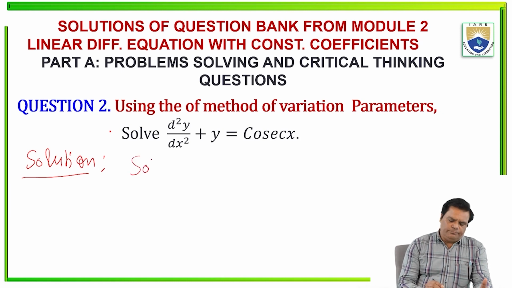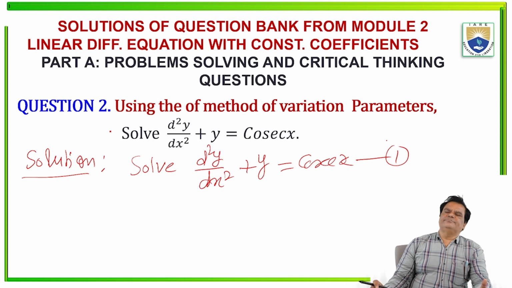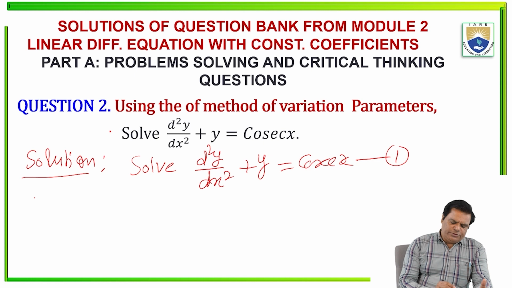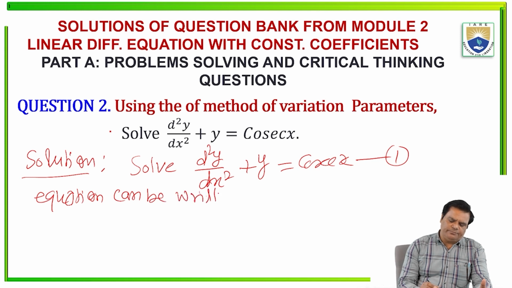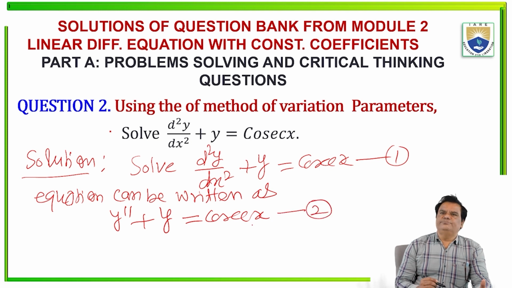Solve d2y over dx2 plus y equals cosec x. This is equation 1. Equation 1 can be written as y double dash plus y equals cosec x. This is equation 2.